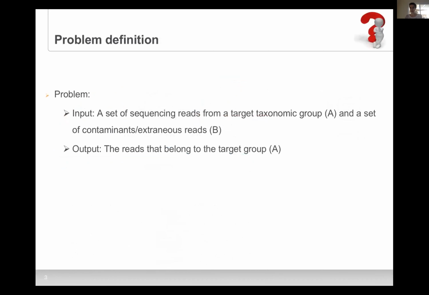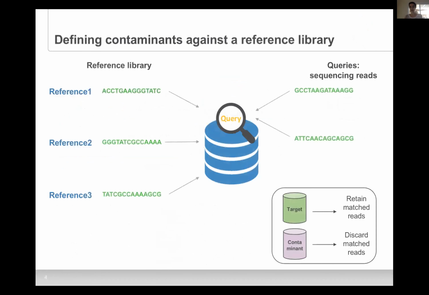So here is a problem definition. Our input is a set of sequencing reads that belong to target group, combined with a set of sequencing reads that belong to group of contaminants. And our output is a set of sequencing reads that belong only to target group. So how can one approach this problem?